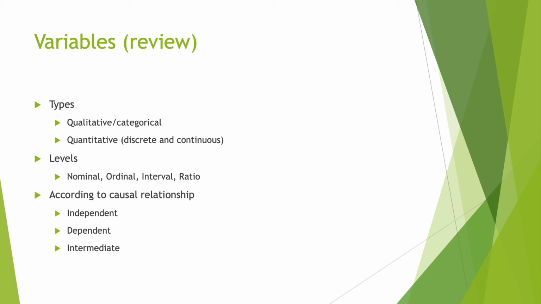Variables can also be classified according to causal relationship. You have the independent variable, which is sometimes called predictor variable. There's also the dependent variable, which is known as outcome or response variable, and is dependent on the independent variable. We can also have intermediate variables, which are variables through which the independent variable exerts its effect on the dependent variable.